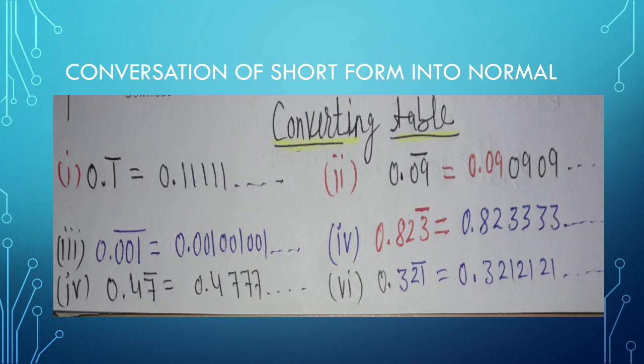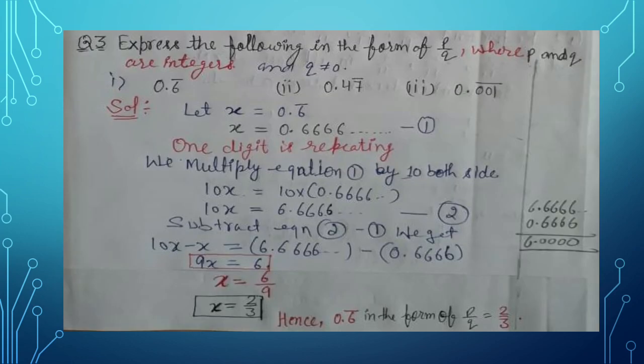So let's start with your exercise. Question number 3. Express the following in the form P upon Q, where P and Q are integers and Q is not equal to 0. Here you have 3 cases. First is 0.6 bar, next is 0.47 bar, third part is 0.001 bar. I am taking the first case. Let x equal 0.6 bar. As I told you, here we have only one digit under the bar. That means we need to write it in expanded form: 0.666 and so on.